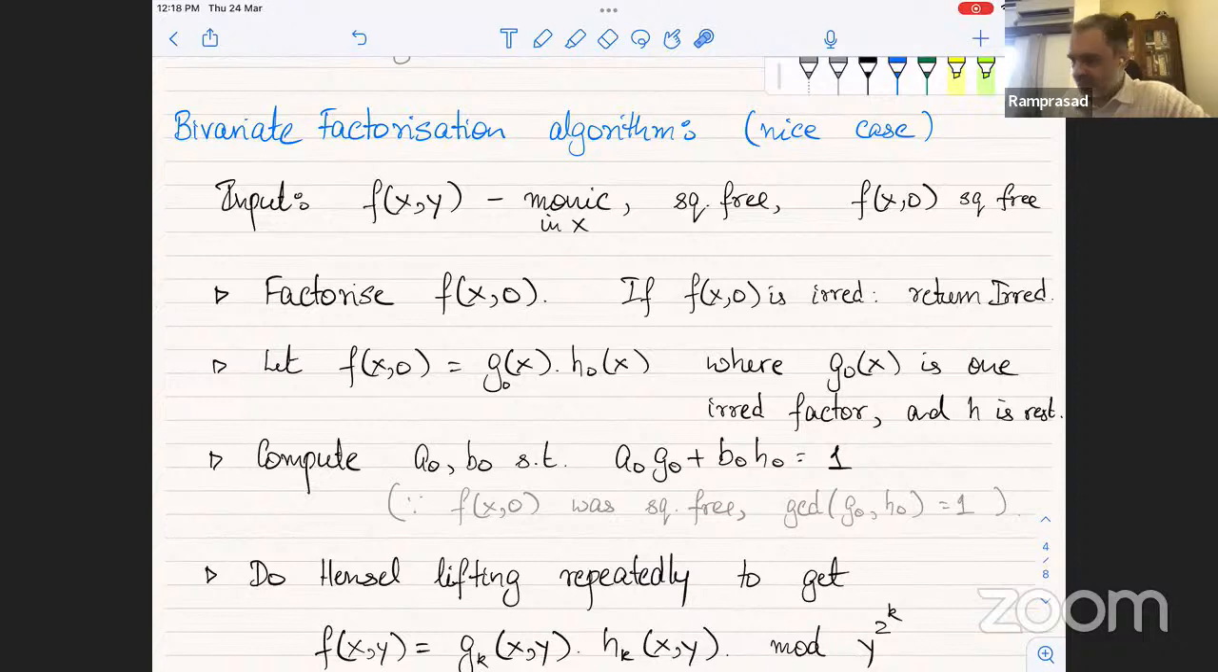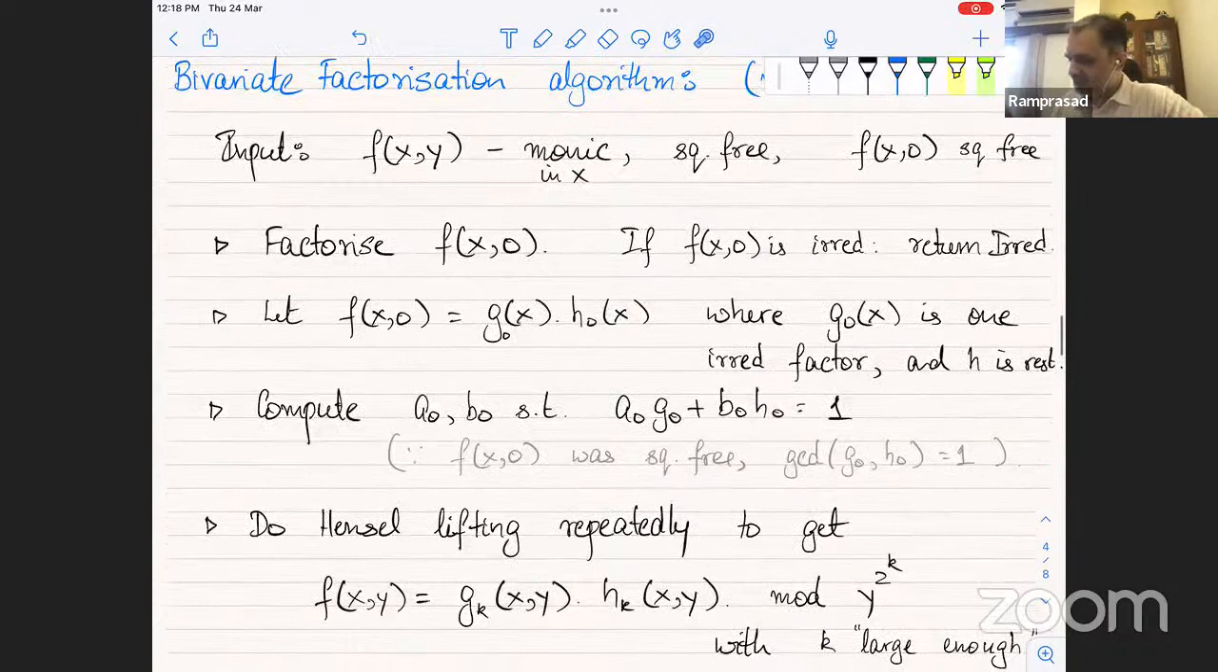And we can always use the Euclidean GCD algorithm to figure out some suitable a0 and b0 such that a0 g0 plus b0 h0 is equal to 1. So we now have the necessary invariant to apply Hensel lifting, because I am given g0, h0, a0, and b0 that satisfy the two properties: f of x comma y minus g0 h0 is 0 mod y, and a0 g0 plus b0 h0 is 1 mod y. So I can apply Hensel lifting, and you can apply this repeatedly.